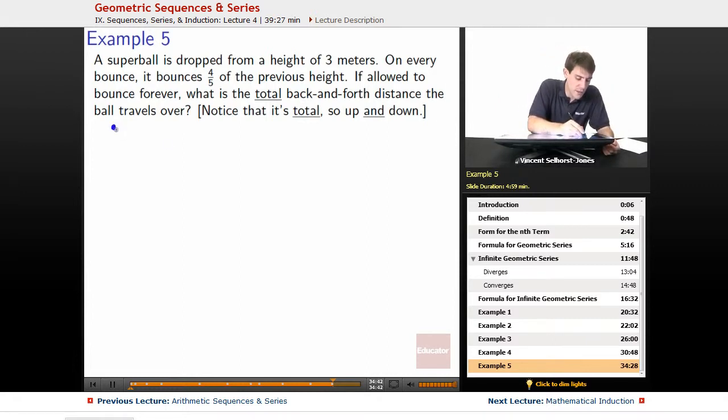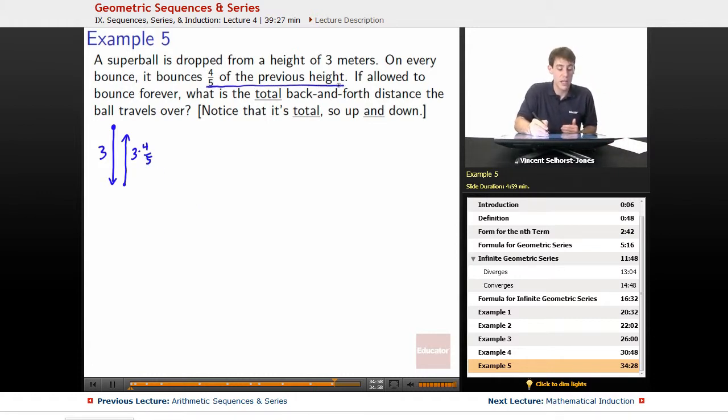So we start off, we've got this ball, we drop the ball, and it falls 3 meters. Then it bounces, right? It's a super ball, so it bounces up, and it will go up by how much? It will go up by 3 times 4/5, because it goes up to 4/5 of its previous height on every bounce. Now it's going to fall down. Well, what height did it just fall down from? It's going to fall down from the same thing, 3 times 4/5.